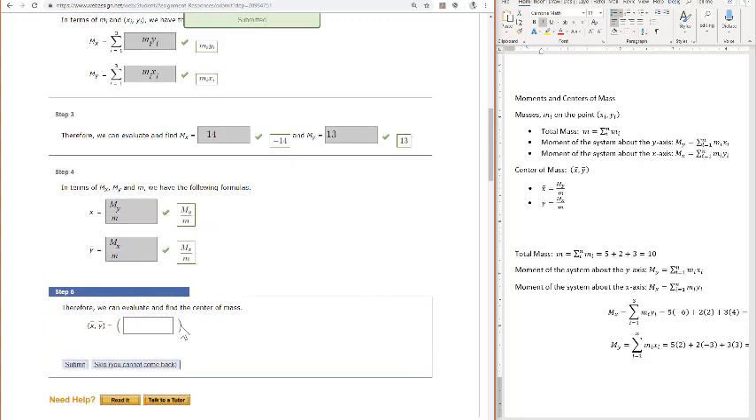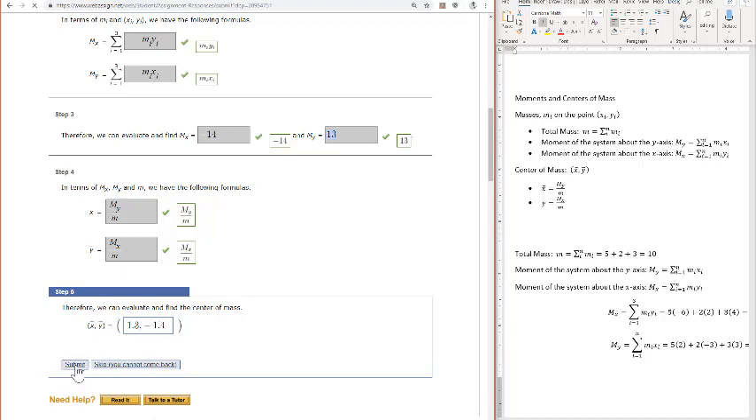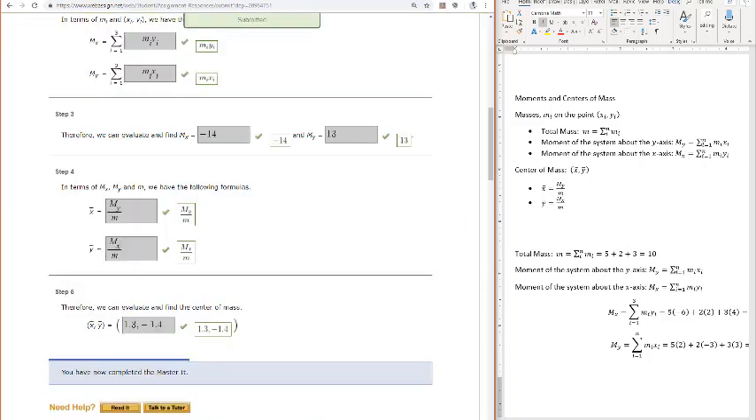Okay, so all we have to do is x bar is My divided by m. So My is 13. M, if you remember, was equal to 10. So 13 divided by 10 is going to be 1.3. And then we have negative 14 divided by 10, negative 1.4. All right, I hope that helps.